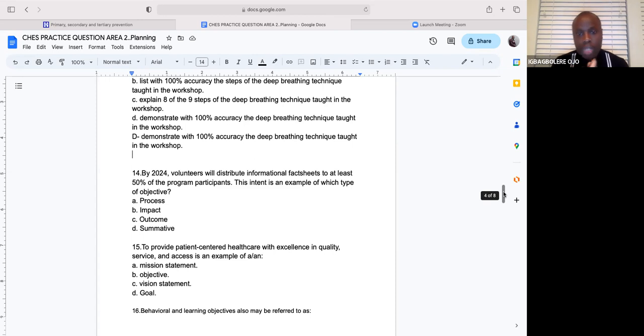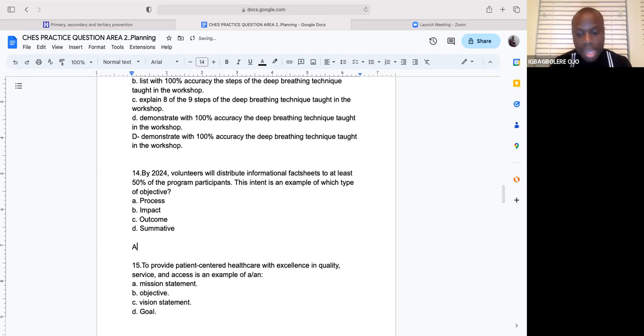So volunteers will distribute informational fact sheets. Is it process or impact? I am going to go with process, because what is impact? Impact objectives is the knowledge acquisition. In this question, it's not talking about knowledge, it's not talking about learning anything. It's the process, the build-up of the whole intervention plan. So the answer for me here is going to be A, process. All right.